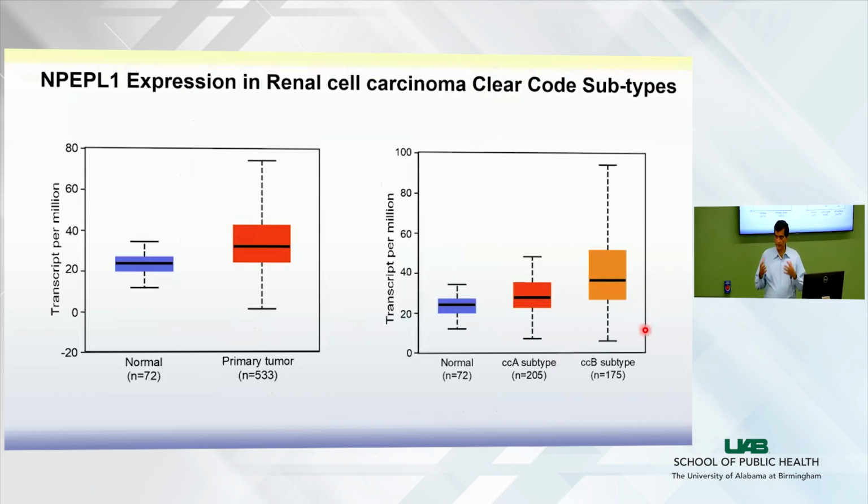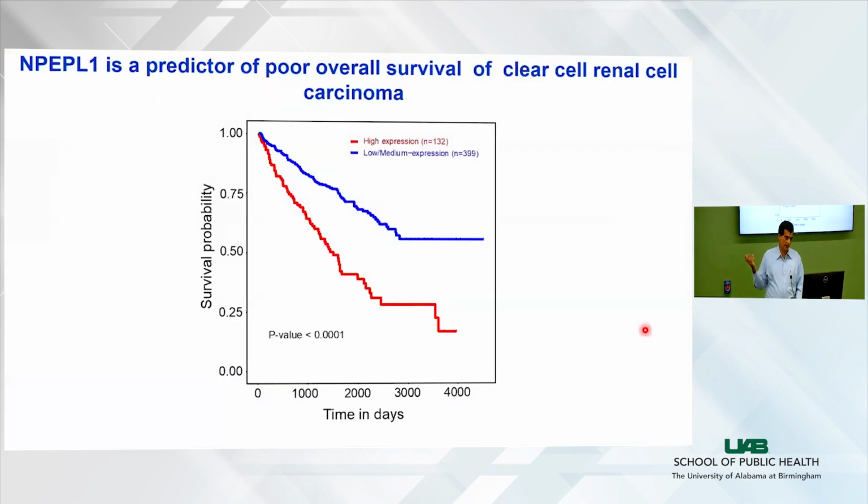And according to her classification, the ccB subtype is more aggressive, and which you find in UALCAN that the specific gene in ccB subtype is increased and shows poor survival. This is a Kaplan-Meier survival curve that probably you all know about these curves.